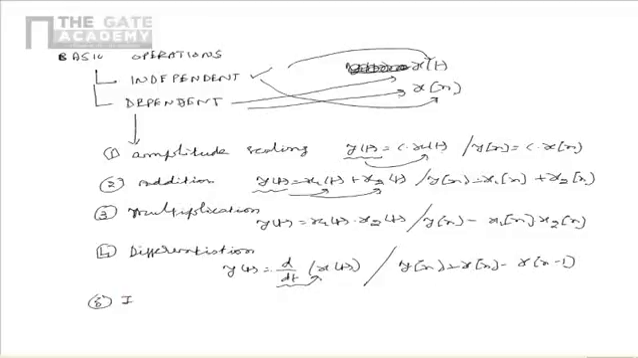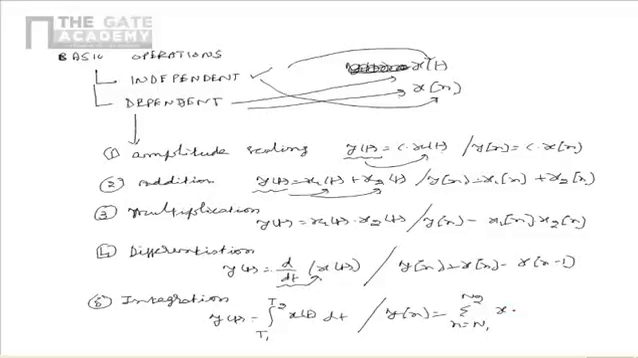The fifth basic operation is integration, which can be written as y of t is equal to integral from t1 to t2 of x of t dt, or y of n is equal to sigma n equal to capital N1 to N2 of x of n. So in case of discrete signals, the integration can equivalently be represented as summation. So these are some of the basic operations that can be done on the dependent variable.